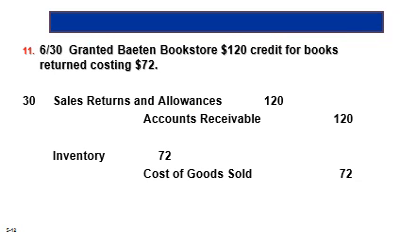And then on 6/30, we're going to give Bateen Books a $120 credit for books that are returned. And the value of the books returned is $72. So we have sales returns and allowances, which will reduce the amount that's owed to us. So you have a debit to sales returns and allowances because we don't want to go directly against sales because we want to keep track of that different information, and the amount they owe us is now lower.